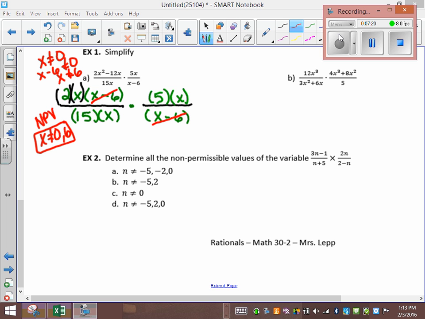Now, Bree, what cancels? X minus 6, she's like super keen. And x, and I don't like that x. So I'm doing this one. And then 15 and 5? You get 1 and 3.